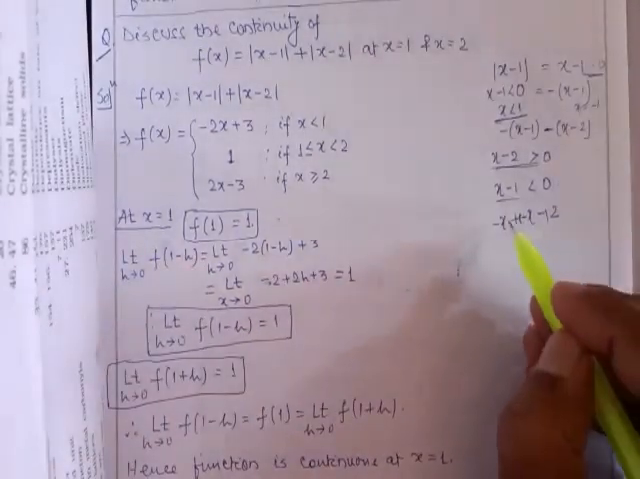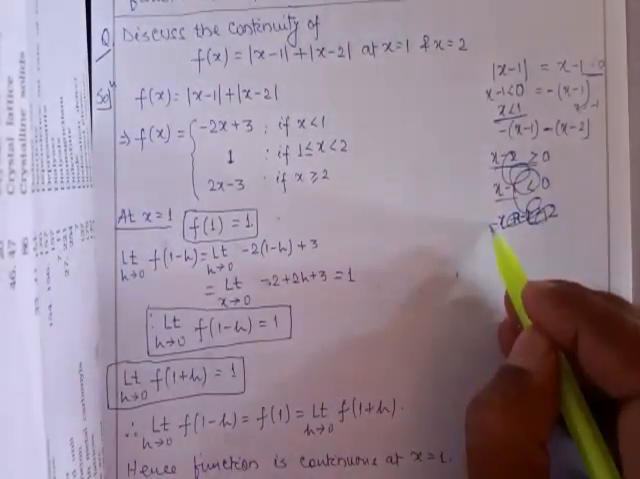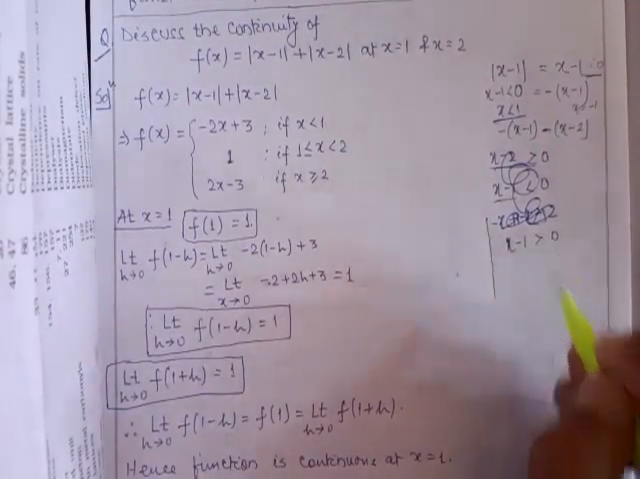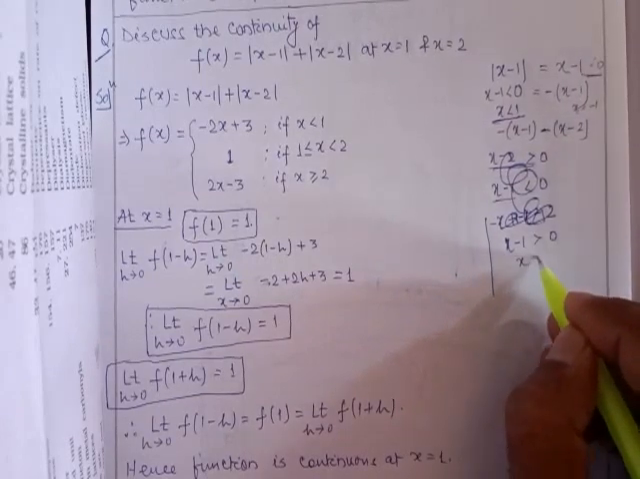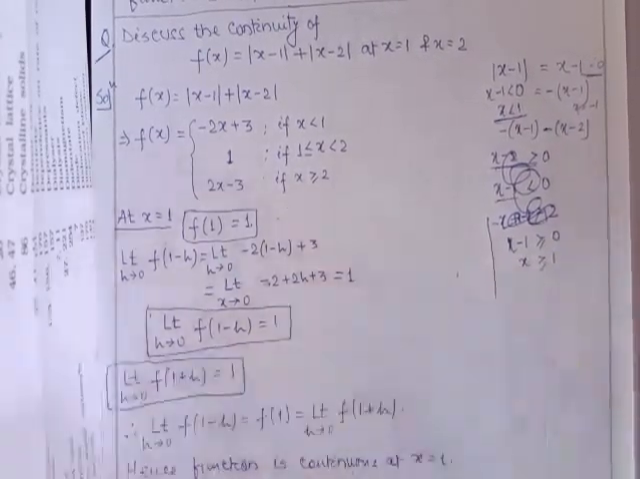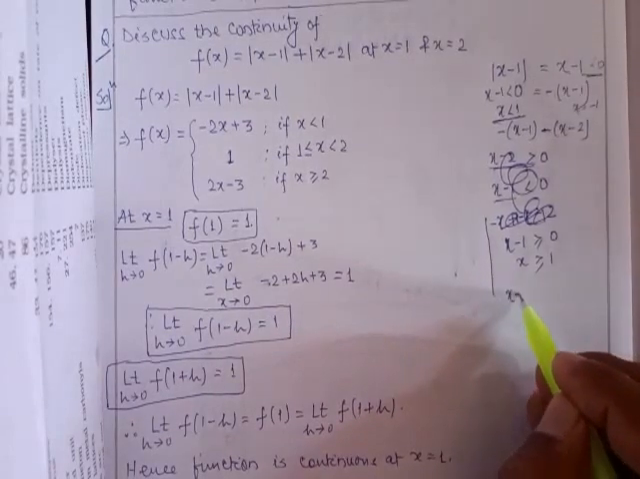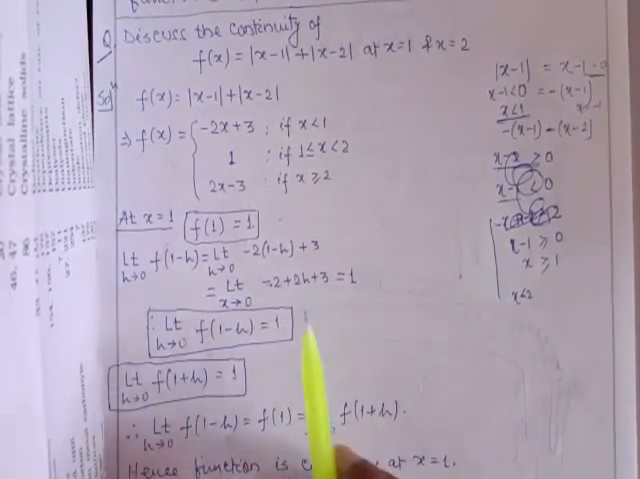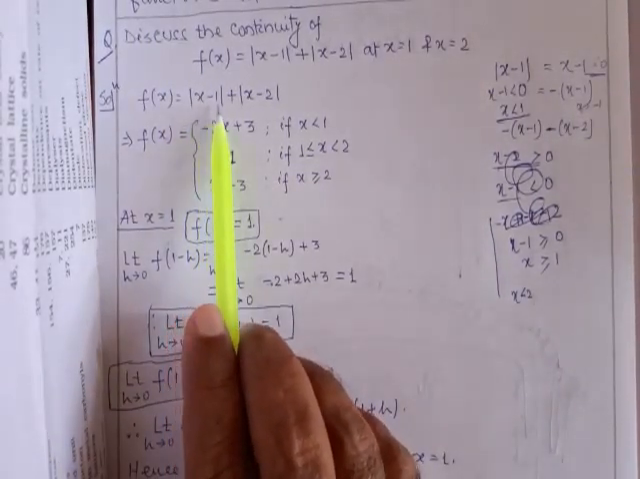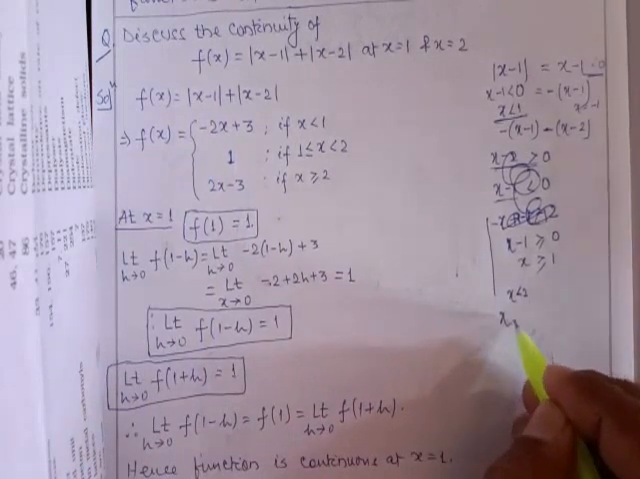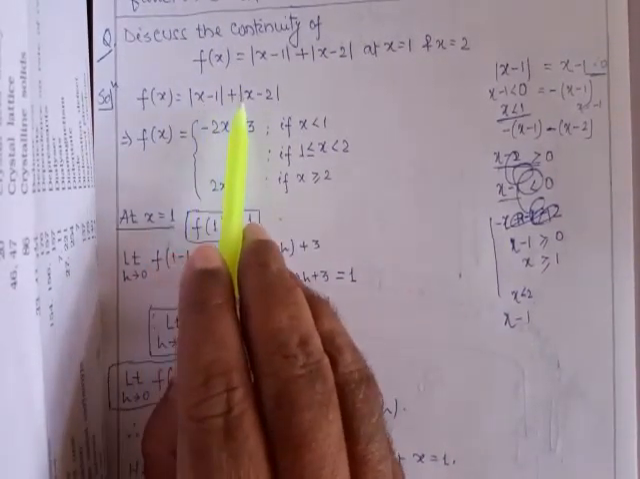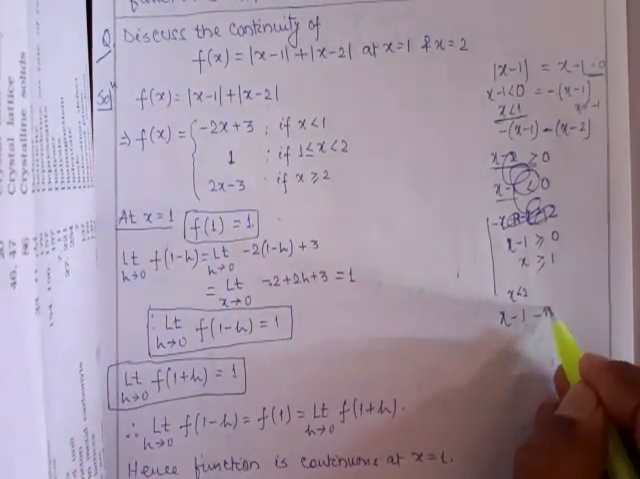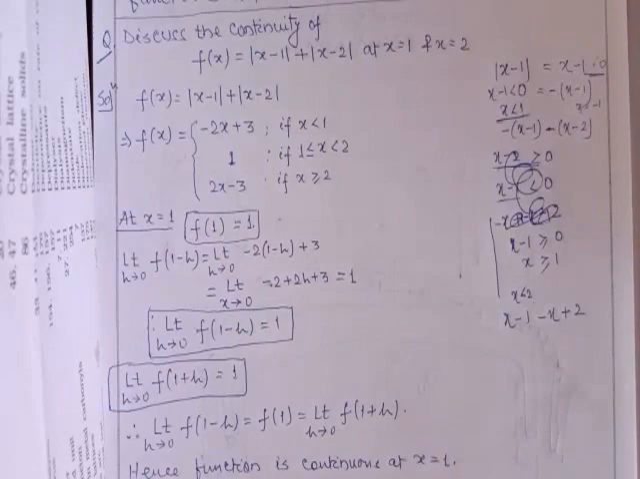Consider the case when x minus 1 is greater than or equal to 0, so x is greater than or equal to 1, and x minus 2 less than 0 means x is less than 2. So this becomes x minus 1 in the first part, and minus x plus 2 in the second part, the negative case. So x and x should cancel, it becomes 1.